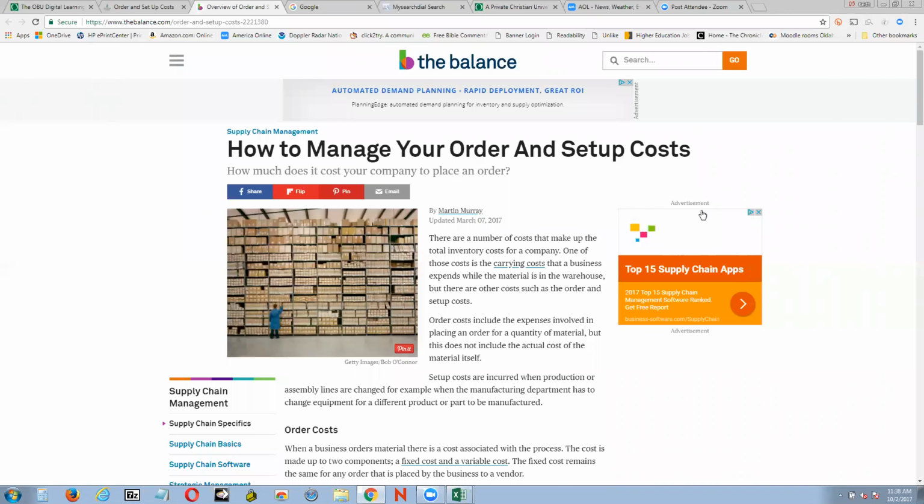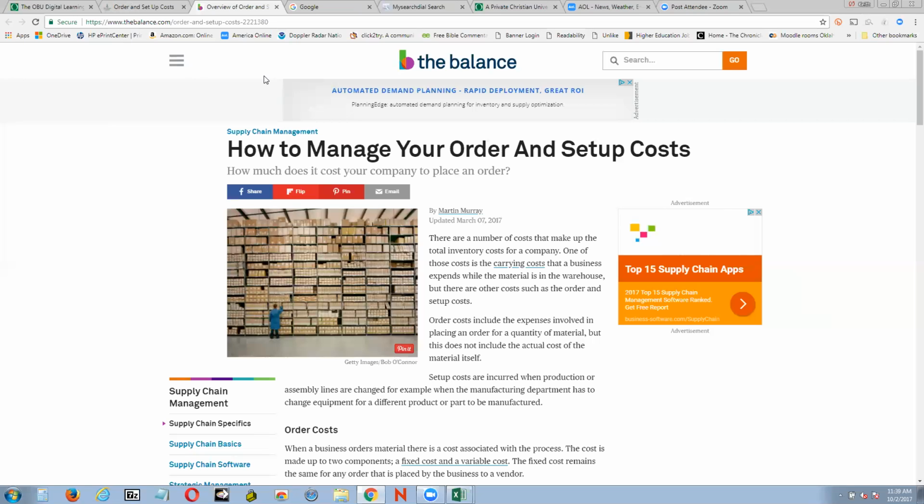And so you could take a look at this, and this walks you through the question of how much does it cost your company to place an order, okay? And that's something you better have a handle on. Even if you're a distributor, if you retail stuff, you have to have a handle on that. So I provide that resource, which provides that overview.